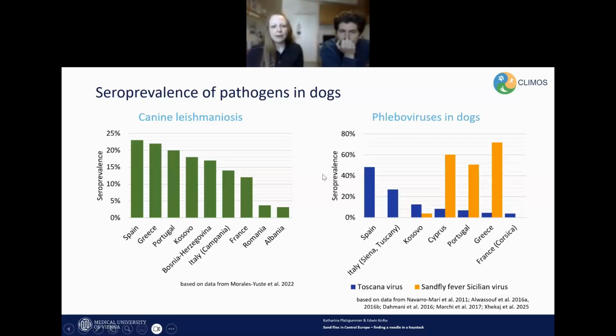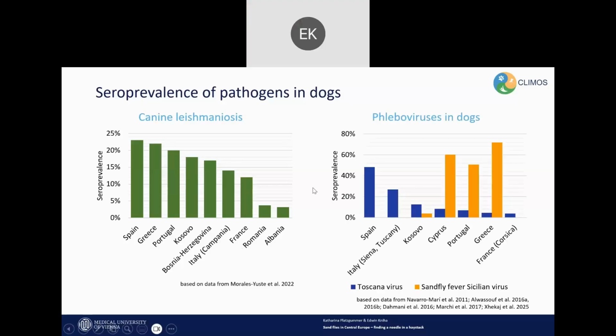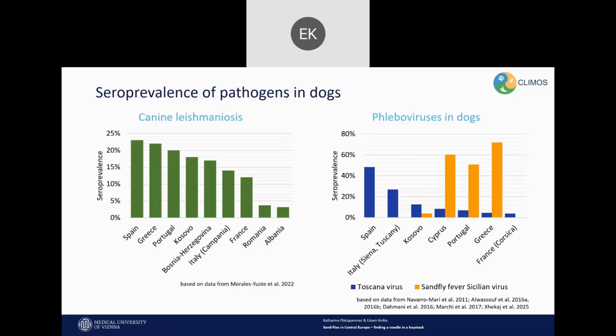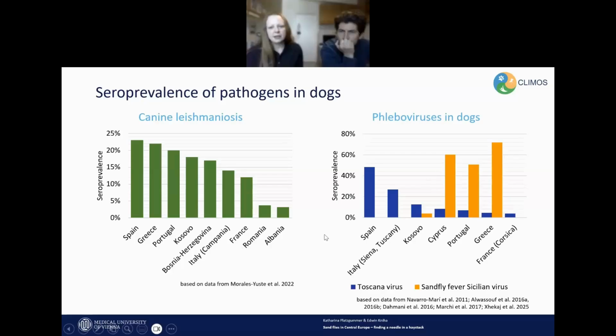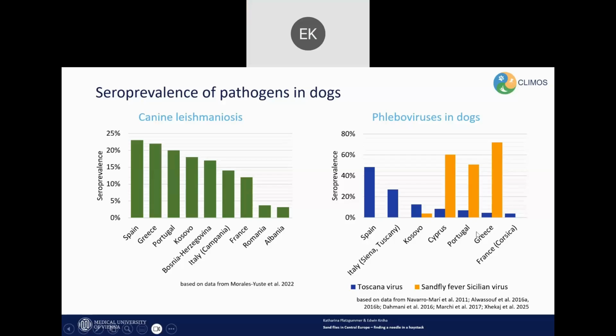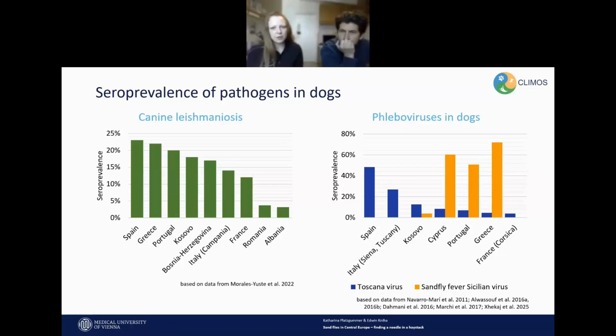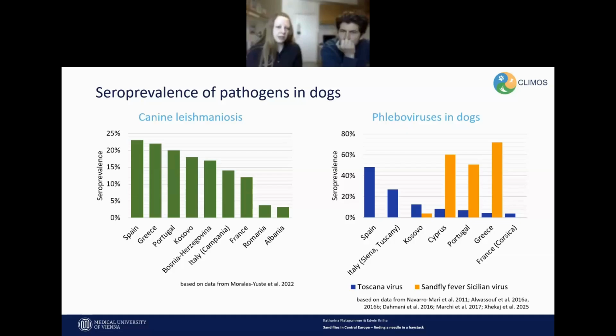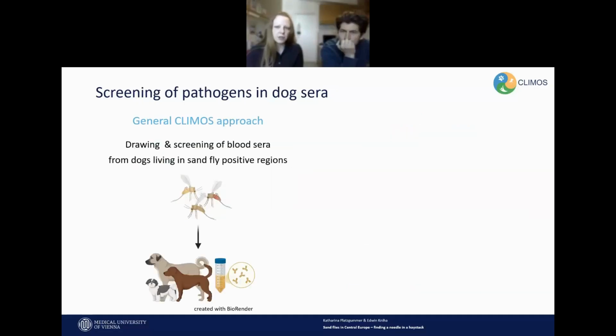And the numbers are even higher when we look at the fleboviruses, of course, always depending on the country, but we can see that also in Spain, in parts of Italy, the numbers of Toscana virus seroprevalence are very high. And for Sicilian virus, we have also data from Cyprus, Portugal, and Greece. Again, countries where there are some dogs imported to Central Europe. So it's important to have a look at this, to know this, and also it's important to have standardized data. And that's also why the CLIMOS project wants to have a closer look at this.